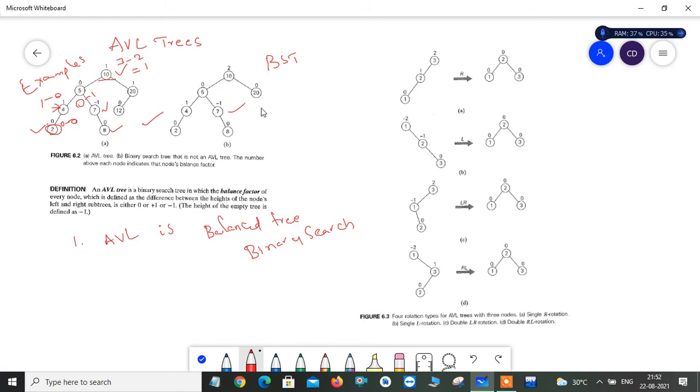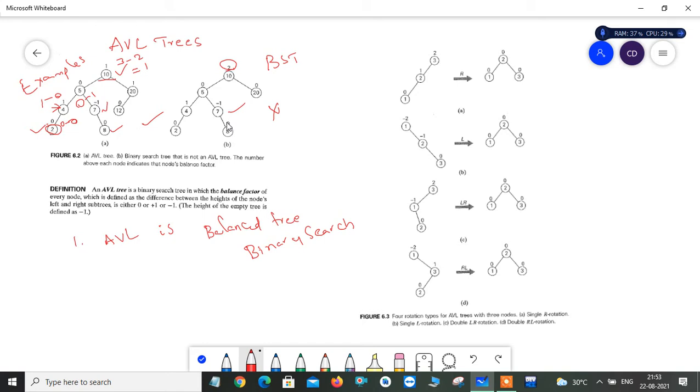Now we can observe that this is not an AVL tree because here the balancing factor is not 0, 1 or -1, it is 2. See how it is. The constraint must be satisfied at each and every node of your AVL tree.